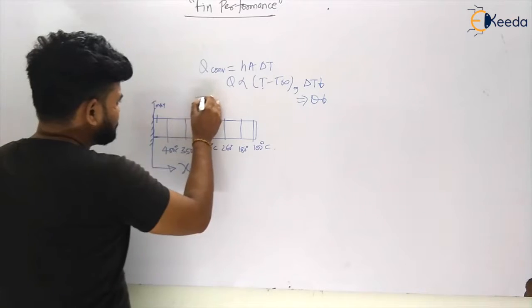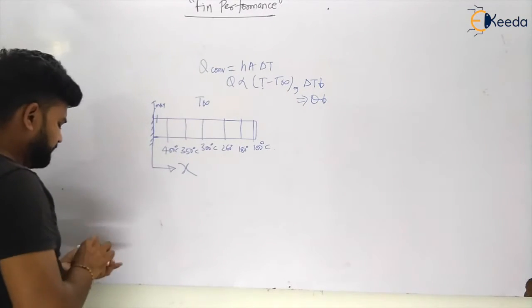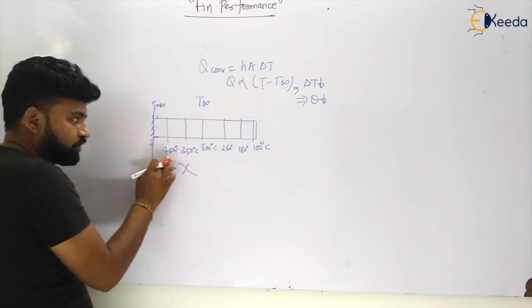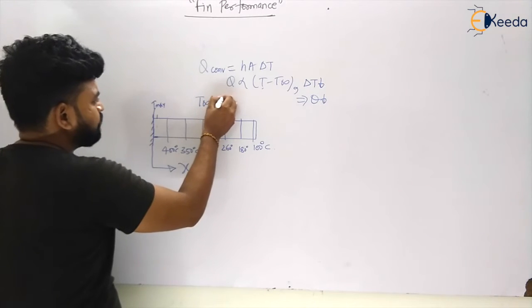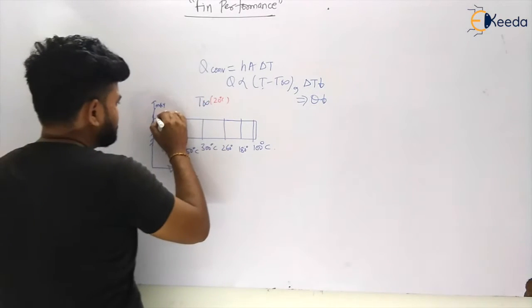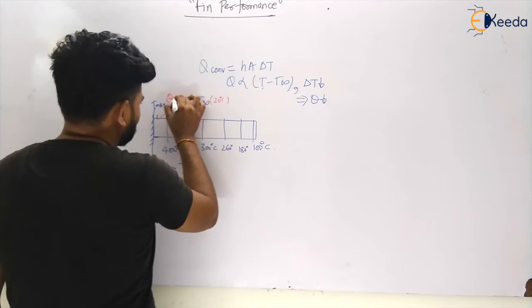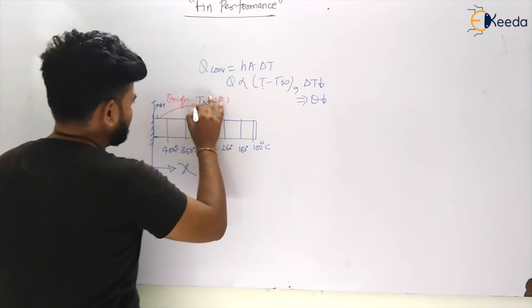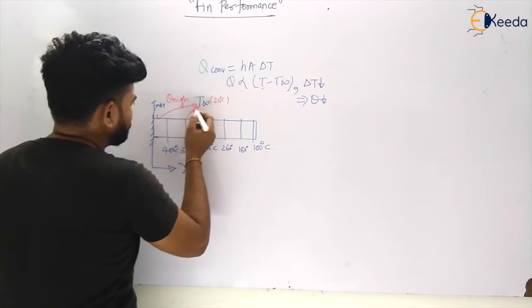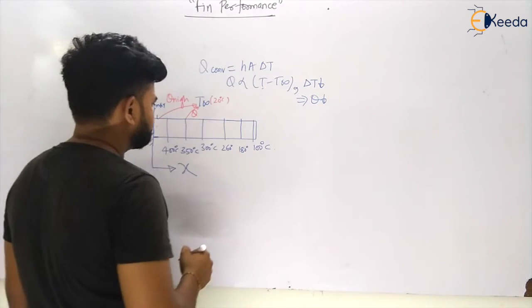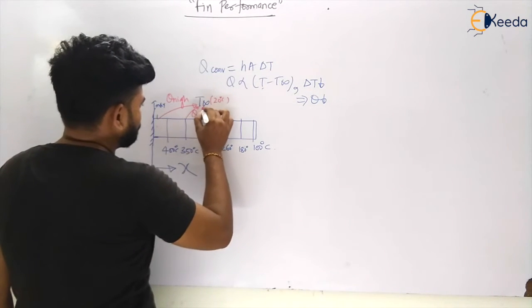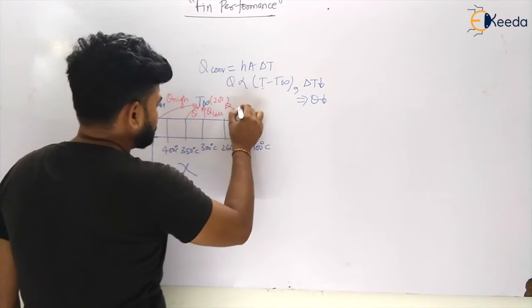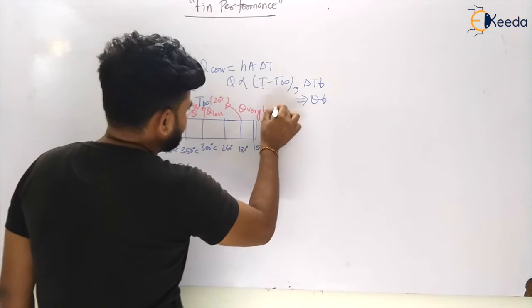If the surrounding temperature is T infinity, let us say 20 degrees Celsius, then since the fin is at 400 there will be maximum temperature difference, so the heat transfer Q will be high here. Then the temperature decreases to 350, so Q decreases a little bit. Then it becomes 300, so Q will be less. Again it has decreased to 180, so Q will be very less, my dear students.